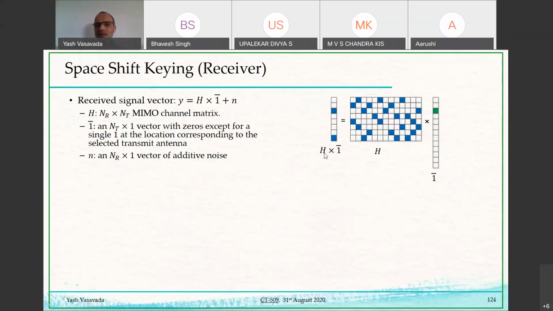And then this is the channel matrix, and this is the received vector corresponding to the channel matrix. Essentially, because of this particular formulation of the one vector, the product here will be just one of the columns of H. In this case, which column of H? The third column of H. If I had selected this to be the non-zero element, then at the receiver, in the absence of noise, I will see the last column of H, and so on.